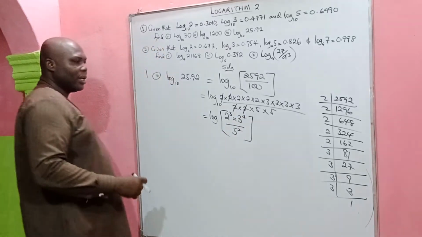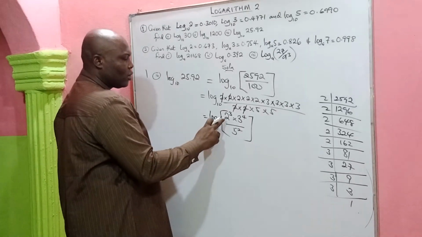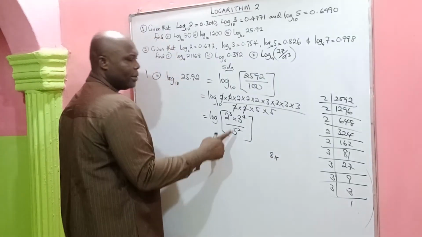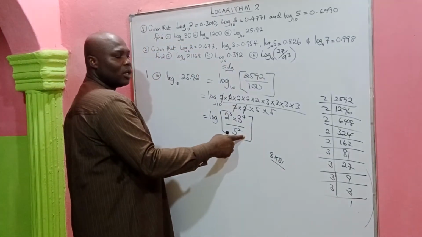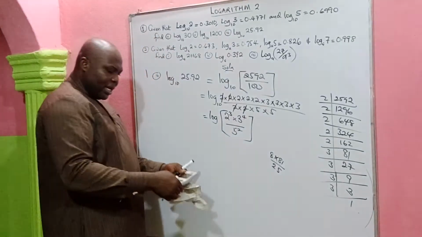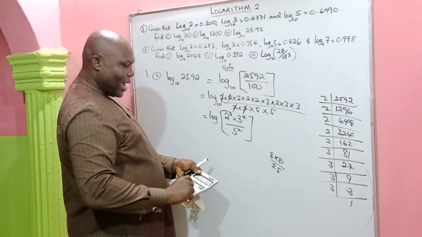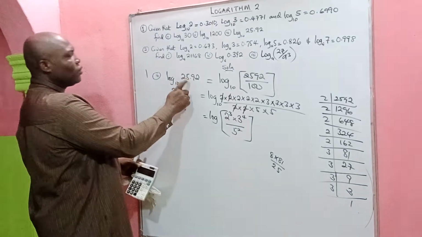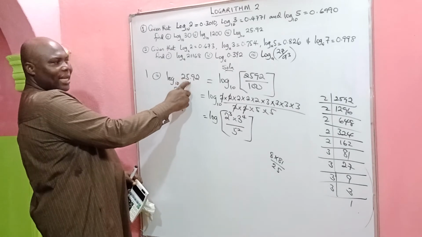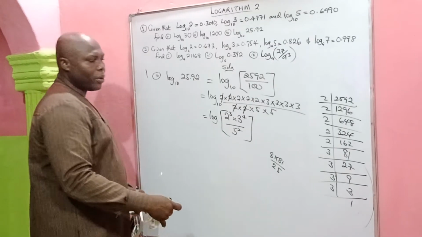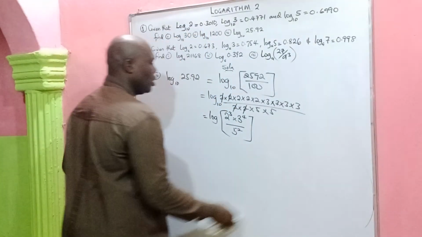That will still be the value of 25.92. We can check: 2 raised to 3 is 8, times 3 raised to the power of 4 is 81, all over 5 raised to the power of 2 is 25. If you multiply 8 by 81 and divide by 25, you still have 25.92, what was given originally. So this is equivalent, there is no problem with it, and we can go ahead.